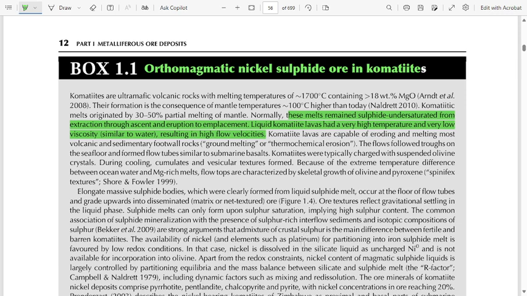Sulfide melts can only form upon sulfur saturation, implying high sulfur content. The common association of sulfide mineralization with the presence of sulfur-rich interflow sediments and isotopic compositions of sulfur are strong arguments that admixture of crustal sulfur is the main difference between fertile and barren komatiites.